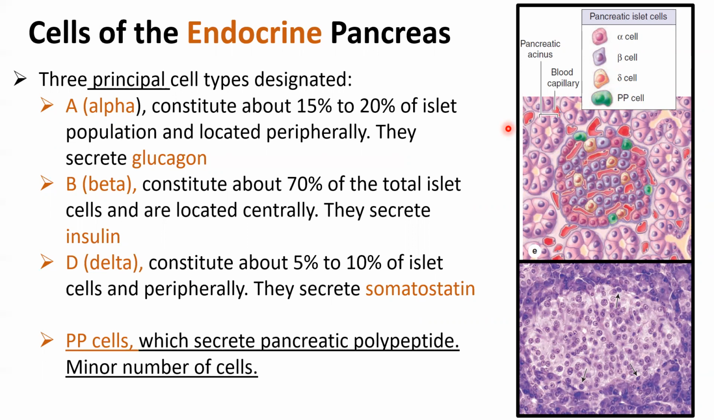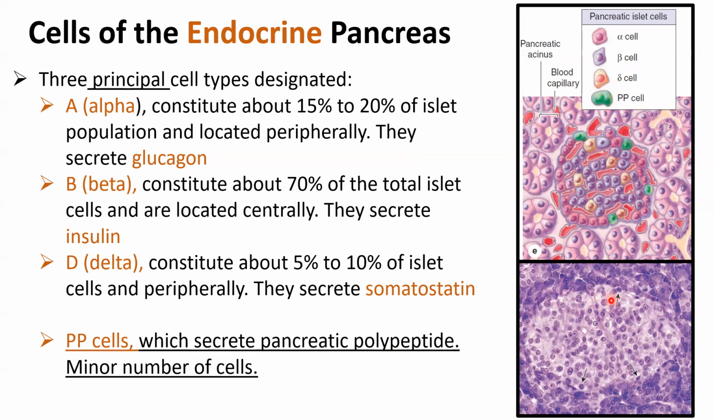Three principal cells. The alpha cells constitute 15 to 20% of the islet population, are located peripherally, and secrete glucagon. The beta cells, most important, 70%, make insulin. And then delta cells, again 5 to 10% of the islet cells, are also located peripherally and secrete somatostatin. There are also less important cells called PP cells, which secrete pancreatic polypeptide.